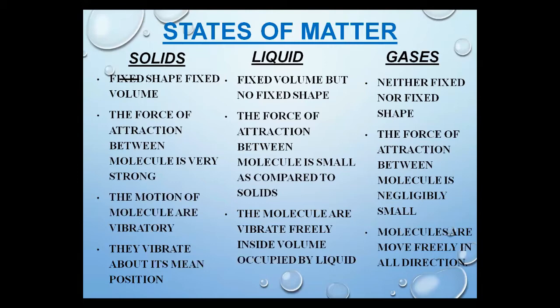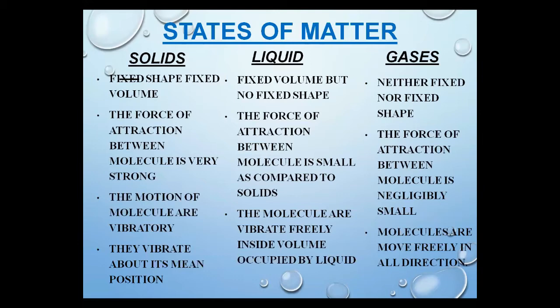The first property for the gaseous state is that it has neither a fixed volume nor a fixed shape. So it is the first property for all the states of matter, starting with the three states of matter: solid, liquid, and gas. So now we will focus on point number two.